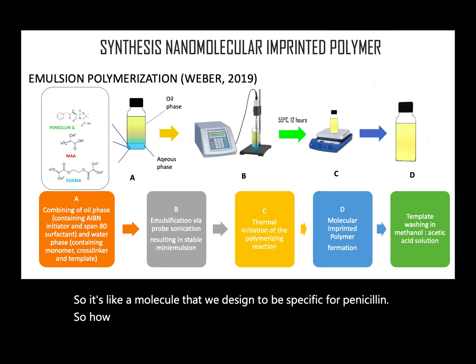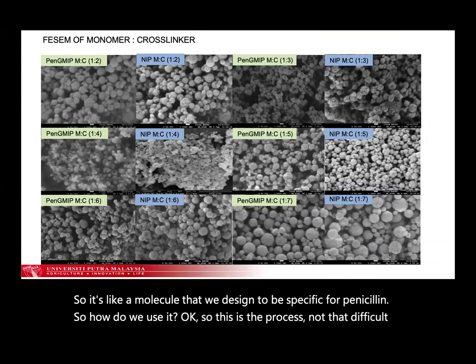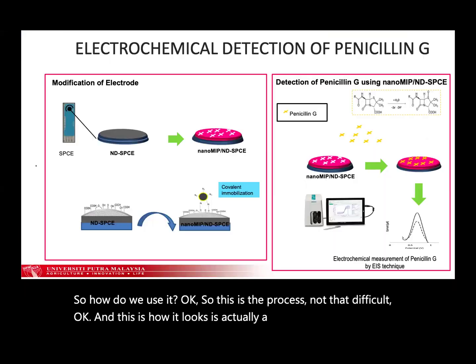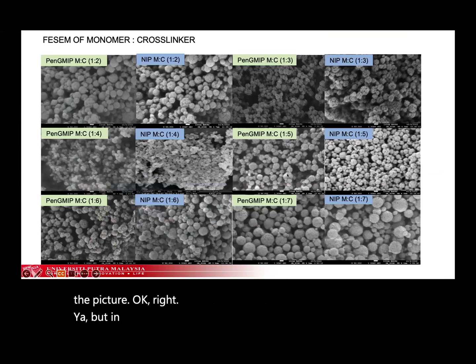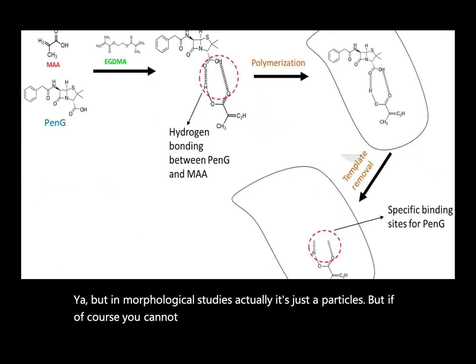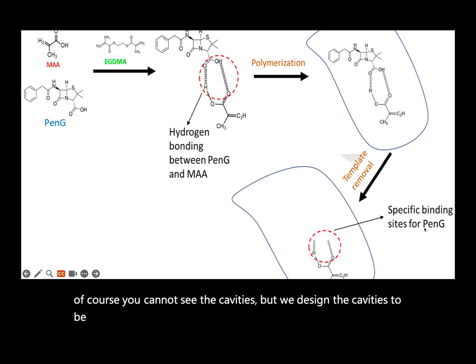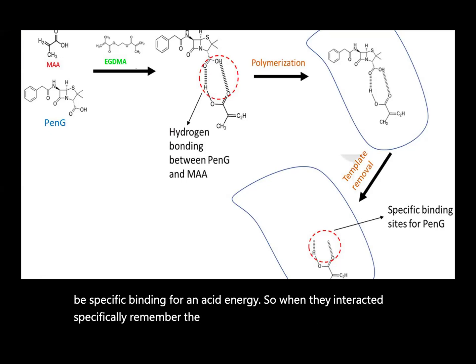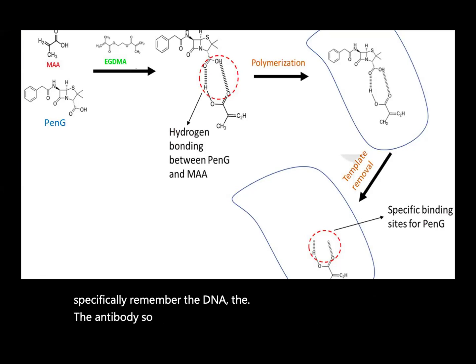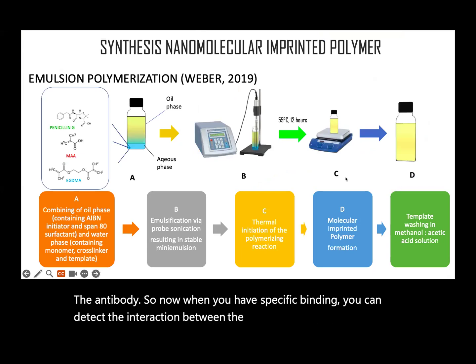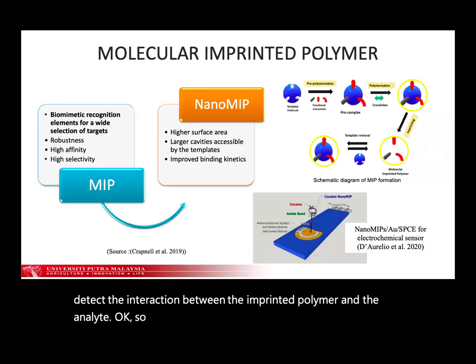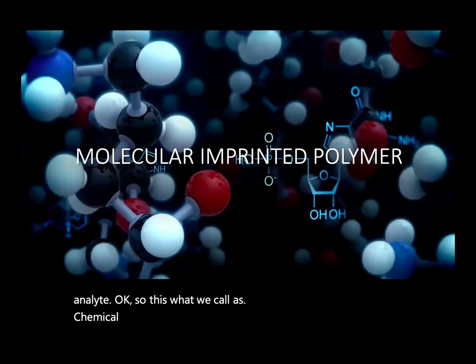So how do we use it? This is the process. It's not that difficult. And this is how it looks. It's actually a powder. I don't have a picture. In morphological studies, it's just particles. Of course, we cannot see the cavities, but we design the cavities to be specific binding for penicillin G. So when they interact specifically, remember the DNA, the antibody, now when you have specific binding, you can detect the interaction between the imprinted polymer and the analyte. So this is what we call a chemical marker, the molecular imprinted polymer.